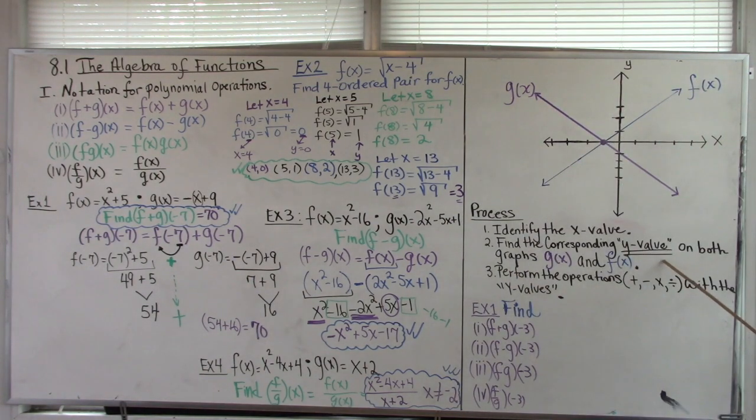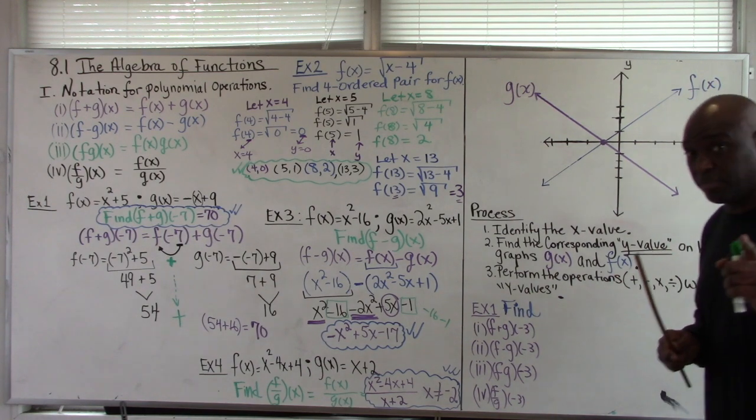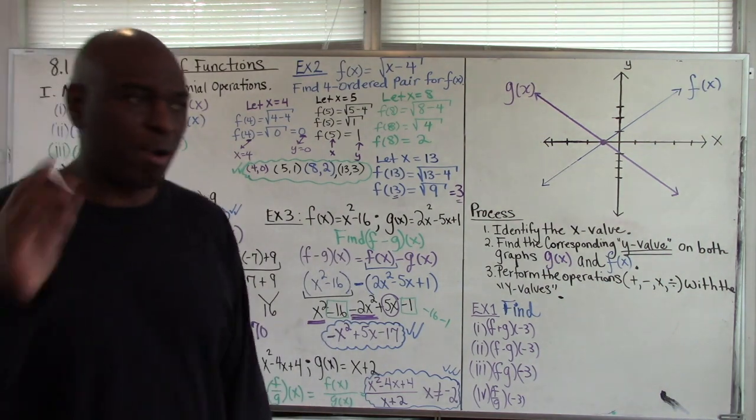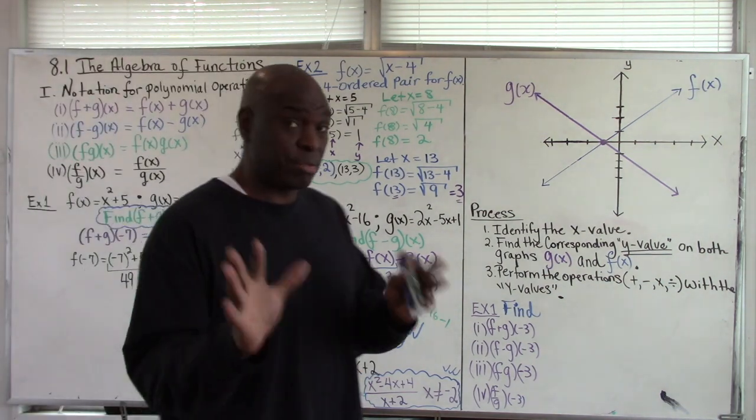Find the corresponding y value on both graphs, f and g. So find the x, then find the corresponding y value on both graphs, f and g, and perform the operation. Either add, subtract, multiply, divide with the y value. Do those 3 steps, and you should be good. Let's take a look at those 3 steps. Pretty easy. Stay with me.